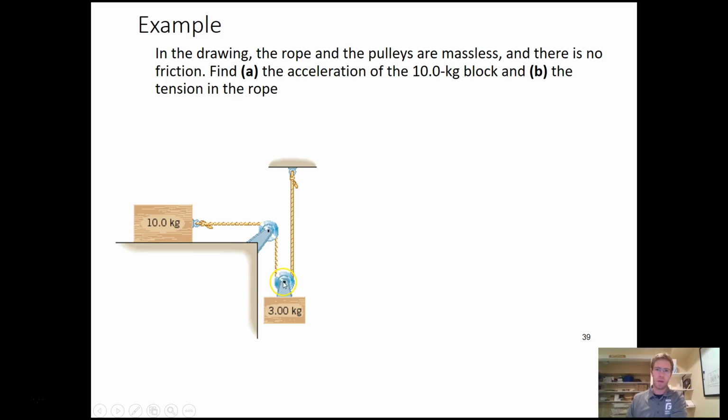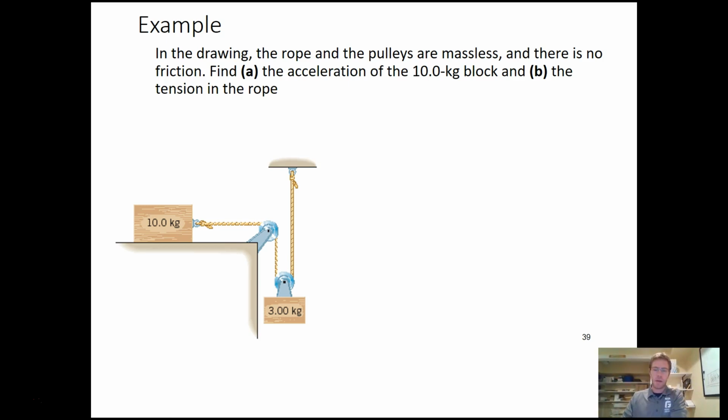Oh boy, howdy. I want you to figure out what is the acceleration of the 10 kilogram block. I'll give you a hint. It's not going to be the exact same as the 3 kilogram block. Oh, tricky. And then also, what is the tension in the rope? Give this one a go. It's a tricky one.